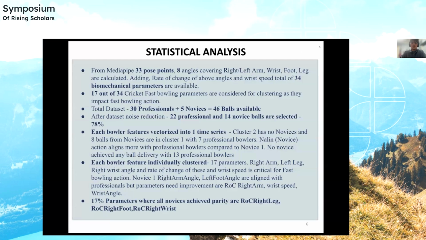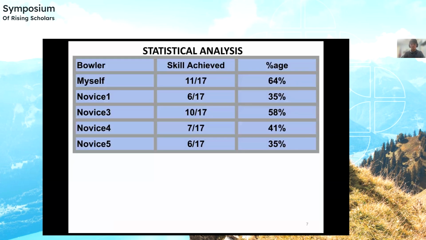So with that statistical analysis, we were able to collect a data set of 22 professional and 14 novice balls. Now, after reducing the data set noise based on variant factors with the quality of the data set, and as I mentioned before, these were the different types of graphs generated, where we can see both their individual features and specific points. And there's a few factors where there's parity, so there's no variations and the bowlers are doing fine, and there's some where it's obvious the bowlers are not doing well.